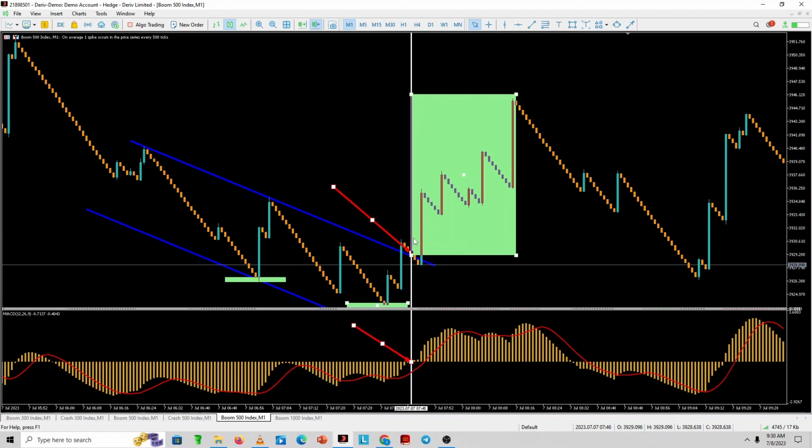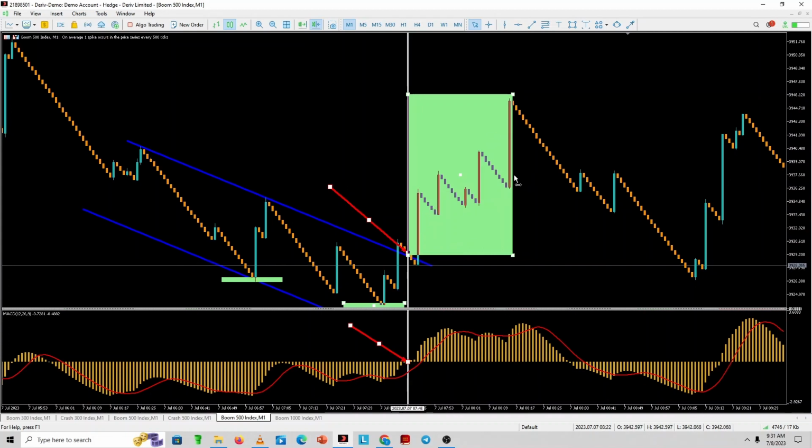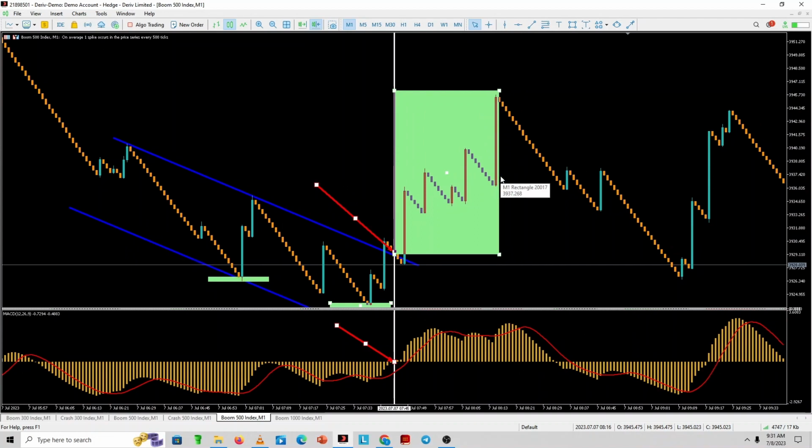And you're catching how many spikes here? 1, 2, 3, 4 big spikes, and this is about 70 to 80 pips, guys. And this is how easy it is to trade spikes.